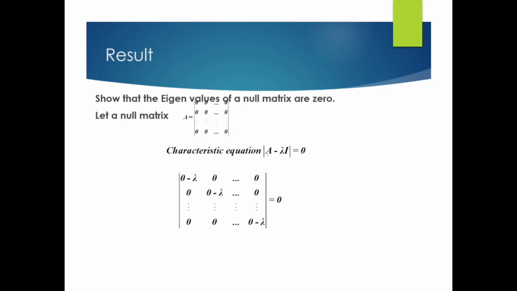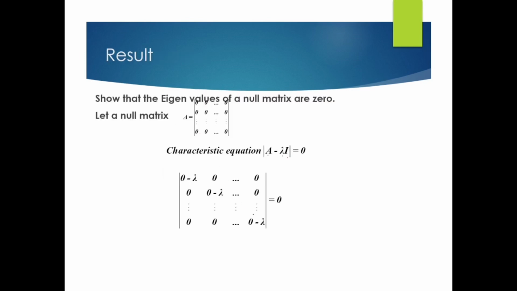nothing but the identity matrix. So I get the resultant matrix with first element 0 minus lambda into I, and I is 1. So I get 0 minus lambda in all the diagonal elements, and all other elements will be 0. So I get minus lambda the whole power n equal to 0, since we have an n by n matrix. This means minus lambda equal to 0, and lastly we get lambda equal to 0.